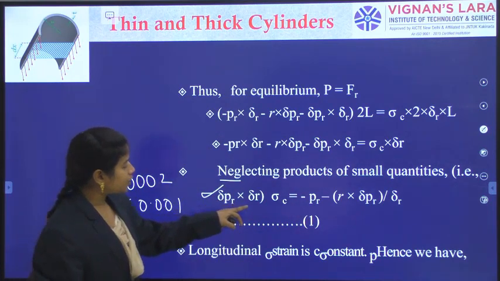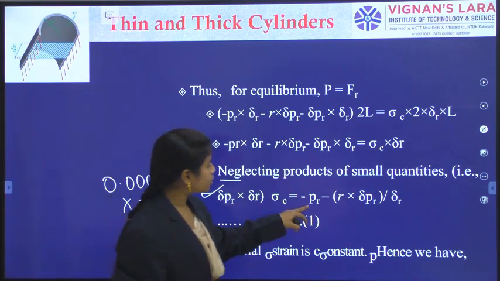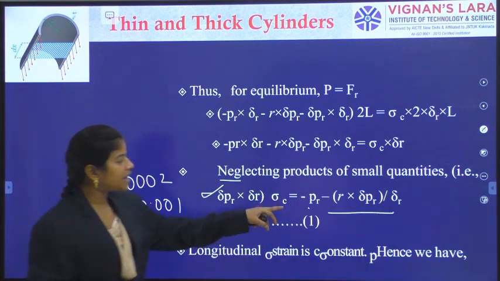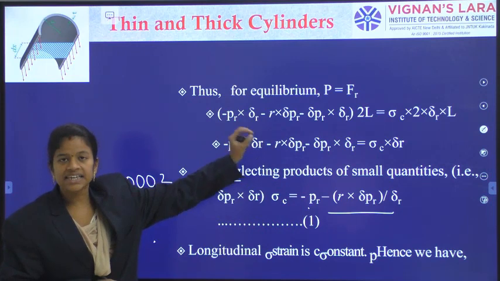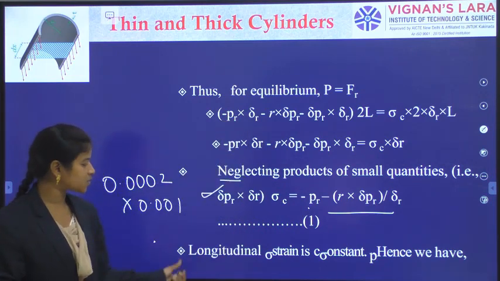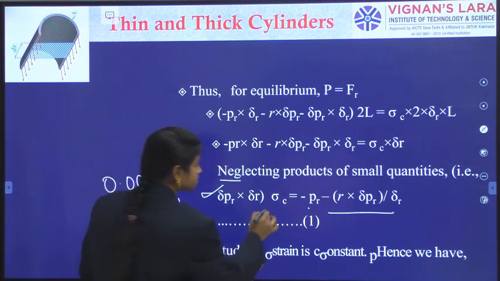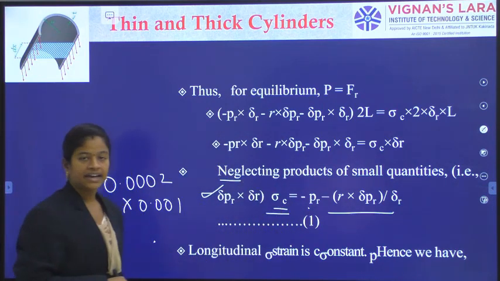Finally we have got delta PR into delta R, and sigma C is equal to minus PR, and as the remaining term R into delta PR, simply rearranging and neglecting the terms which are very small, and the longitudinal strain is always constant, and the sigma C term will be evaluated like this.